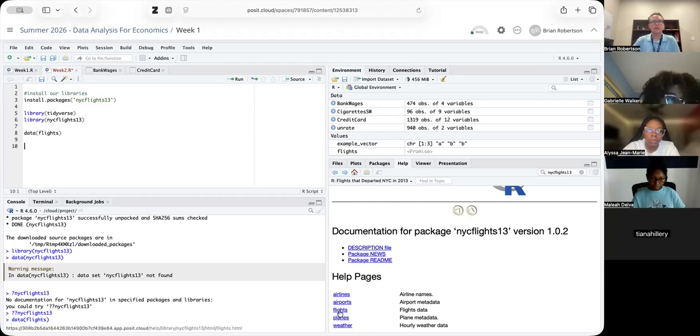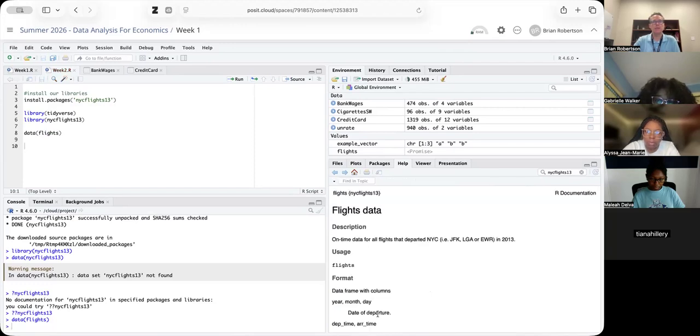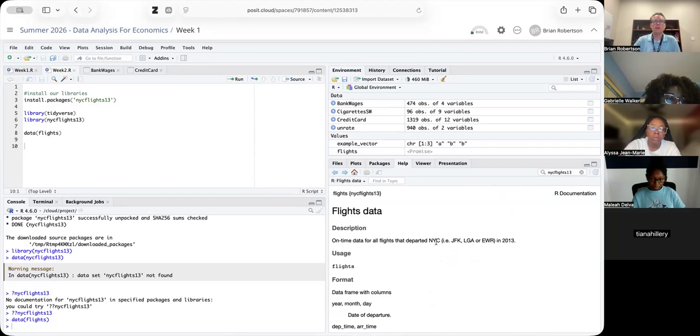And let's go into flights. So in this NYC Flights 13 package, we've got five different data sets: weather, planes, flights, airports, and airlines. All right. Well, what does all that mean? So let's click on flights. And this is on-time data for all flights that departed New York City.